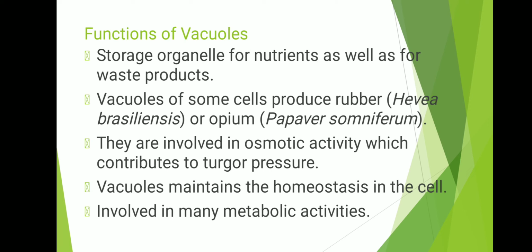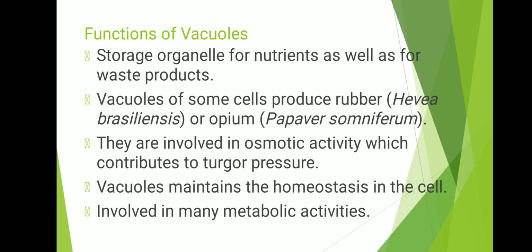Vacuoles maintain the rigidity of the leaves. Turgor pressure, that is, the vacuole gives turgidity to the cell and the younger parts of the plant. If we talk about storage, these vacuoles also contain potentially harmful products.